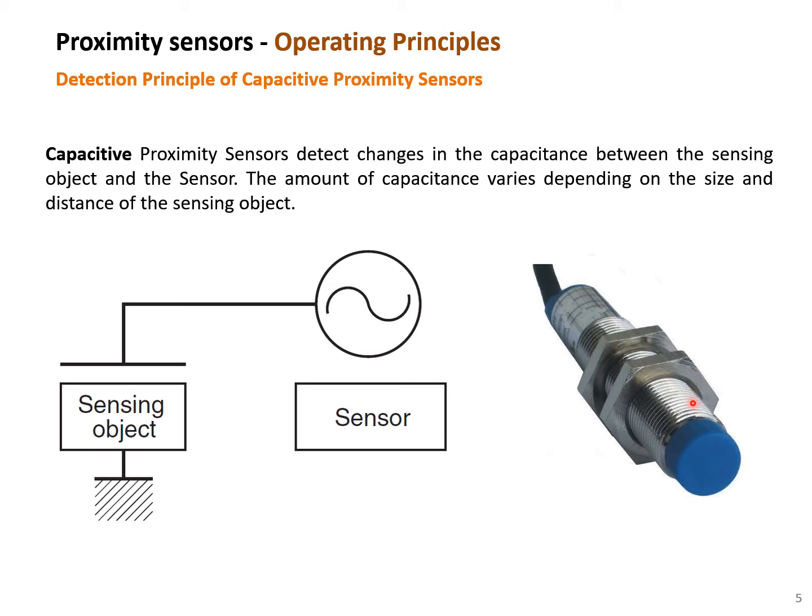plus the capacitance of the sensor will change based on the material type of the object. So the distance and the material of the object will change the capacitance of the sensor, and that could be detected by the electrical circuit of the sensor. So these types of sensors are not sensitive to the type of the material. They could detect either metallic or non-metallic objects.